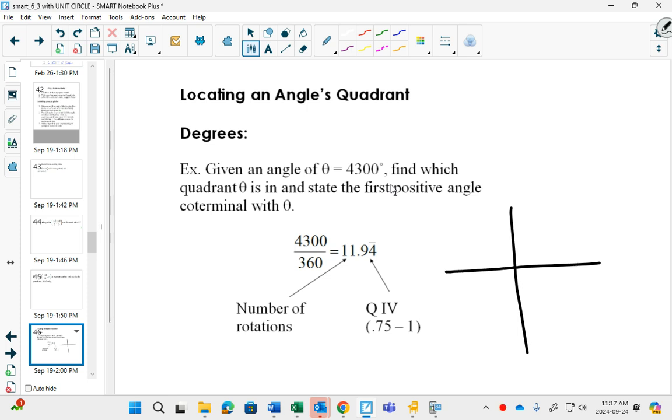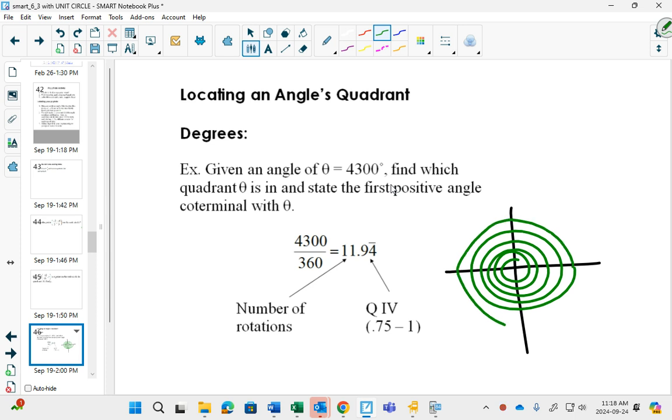You go around 11 times, and then does it make sense that the 0.94, imagine going all the way around 11 times, that's not, but we'll pretend it is. And then 0.94, this would be a quarter, this is halfway around, this is 3/4, 0.94 is going to end up in quadrant 4, okay?